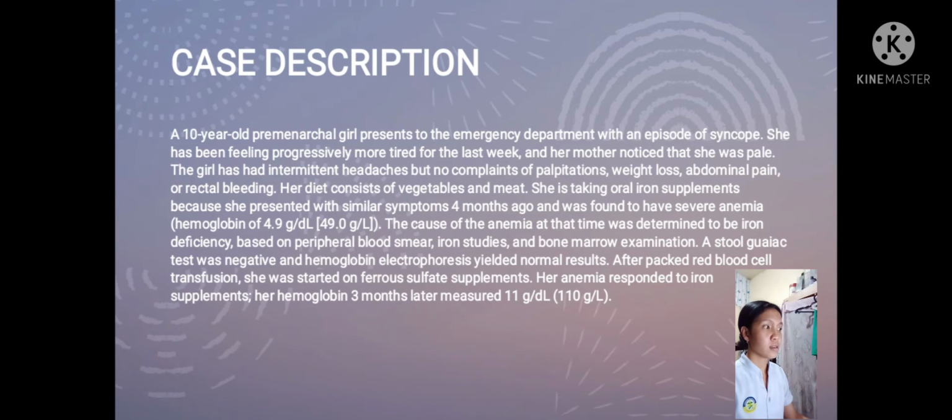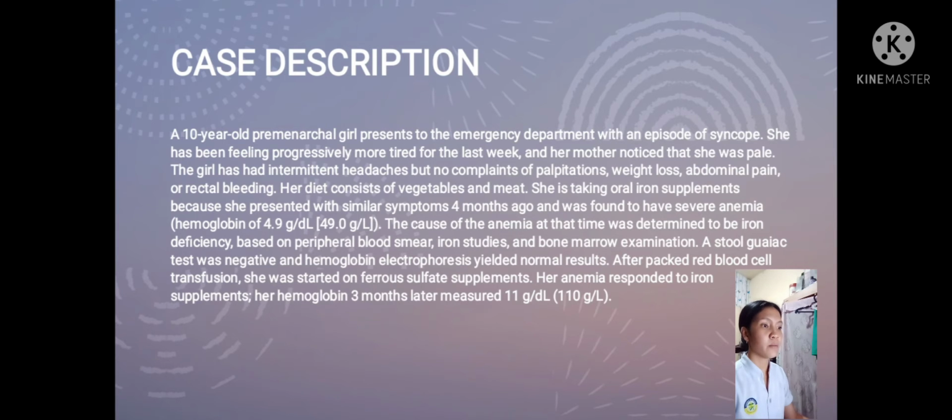Her diet consists of vegetables and meat. She is taking oral iron supplements because she presented with similar symptoms 4 months ago and was found to have severe anemia, with a hemoglobin of 4.9.